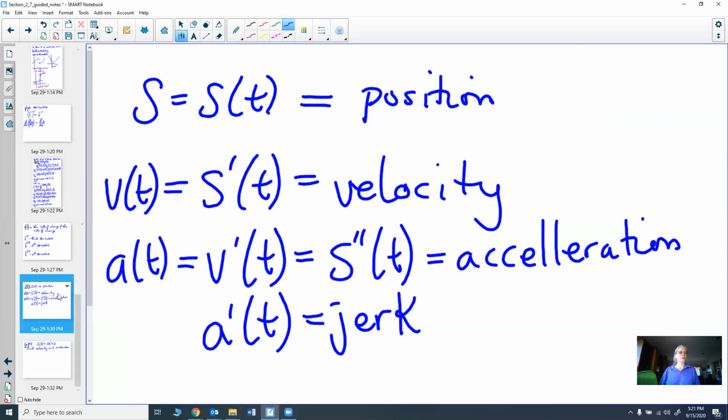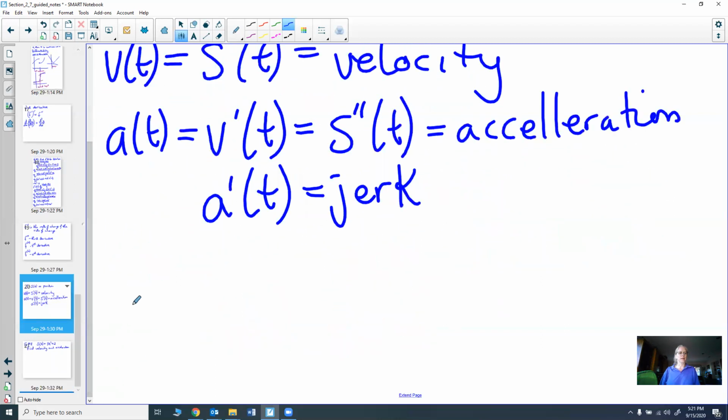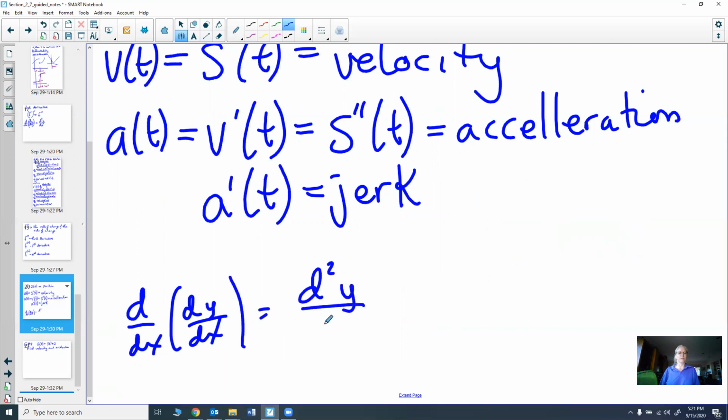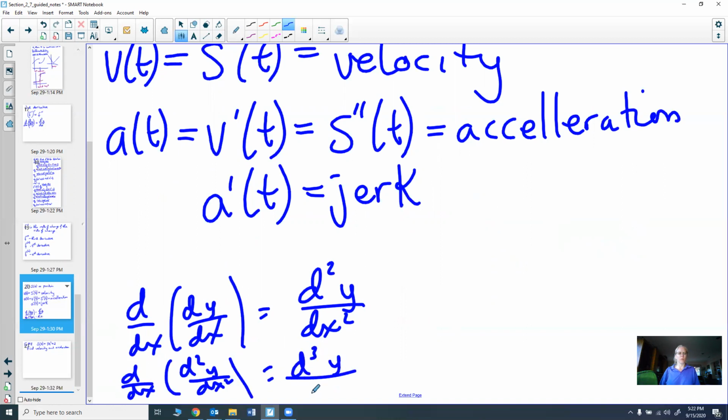By the way, you can use Leibniz's notation also. Let's just mention that. If you have the derivative of the derivative, that would be the second derivative with respect to x. If you take the derivative of the second derivative, that would be d cubed y dx cubed. So you just put in a power that tells you what derivative you want. So let's do one more thing.